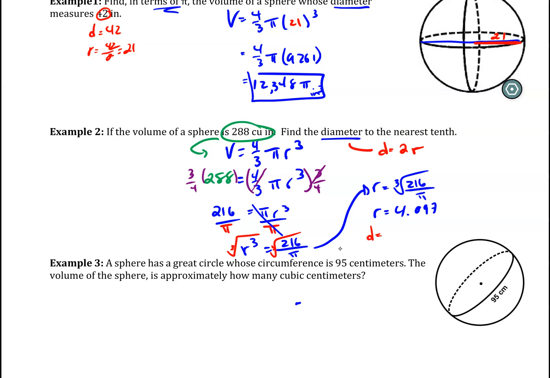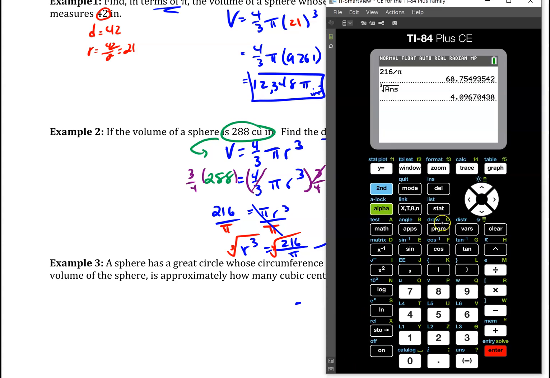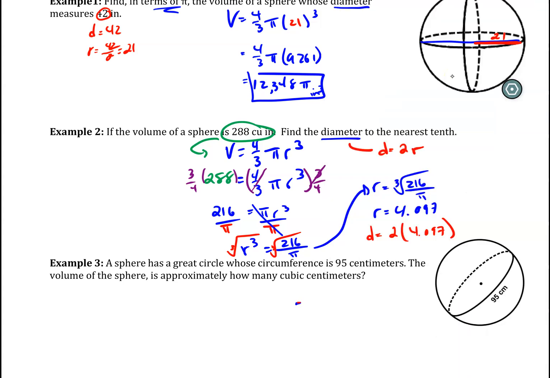So d is going to equal 2 times all of this. And I'm going to use the whole number. Even though I'm not writing the whole number down here, I am going to use the whole number in the calculator. So I'm just going to take that and hit times 2. So I get 8.194. And the question said to the nearest tenth. So d is going to be approximately 8.2. And this was inches.